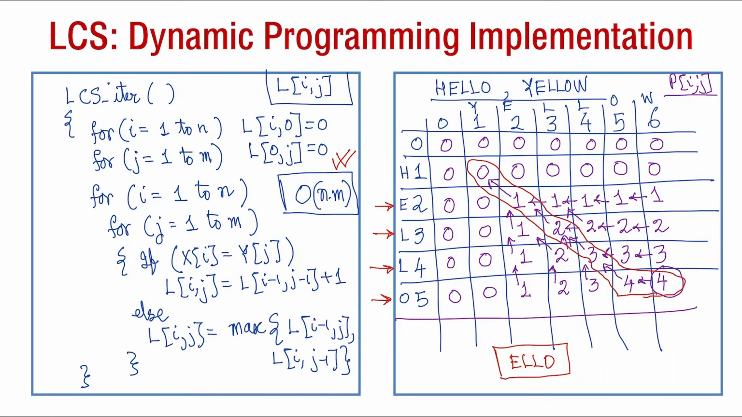So this is how this algorithm works, and this algorithm, as we can see, works in order nm time, so order nm space as well. I leave it to you to think whether the space itself can be reduced.